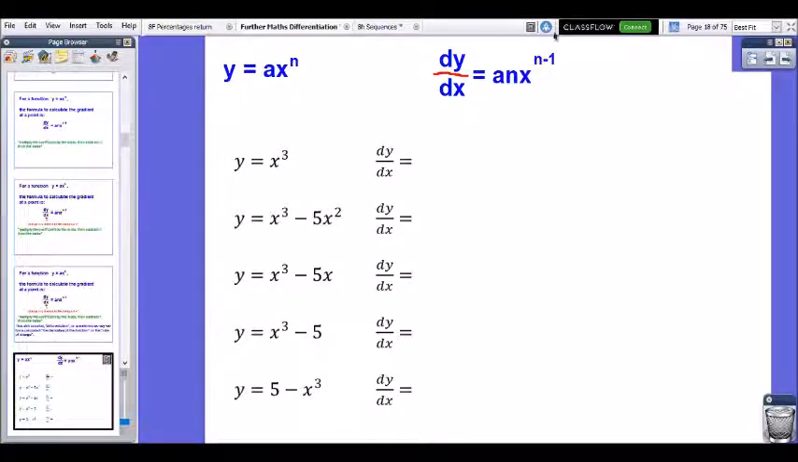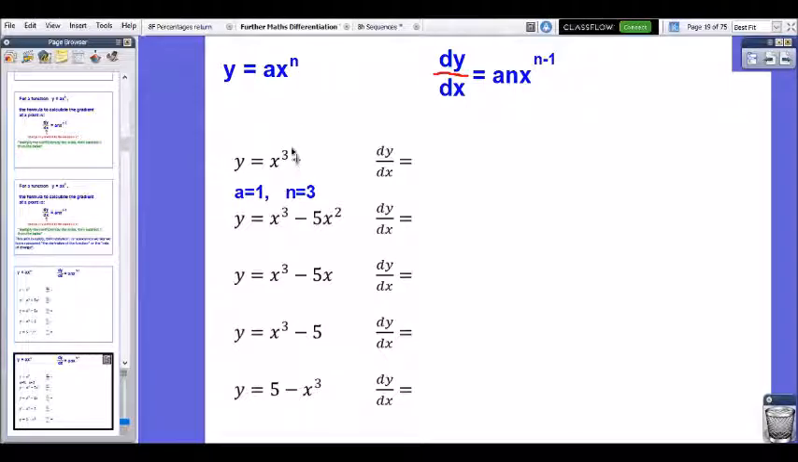So I've just got my formula on top of the screen. And for each of these questions, we've been asked to differentiate the equation. So let's start off with y equals x to the power of 3. Let's think what would happen if we differentiated it. Starting off with y equals ax to the power of n, what would our value of a be? It doesn't look like there's a number in front of x, but there is. What number really is in front of that x? What is our a? Well, the a is 1, and of course n, that index, would be 3.